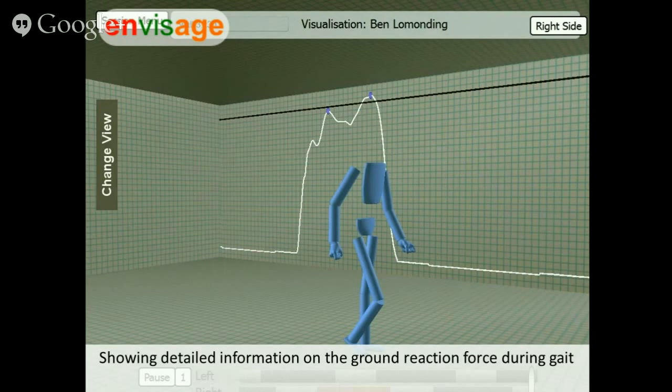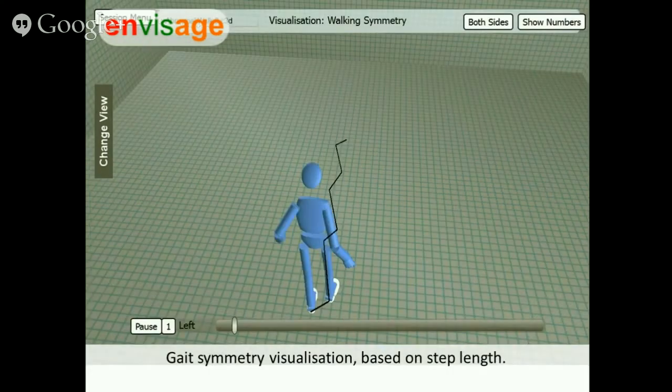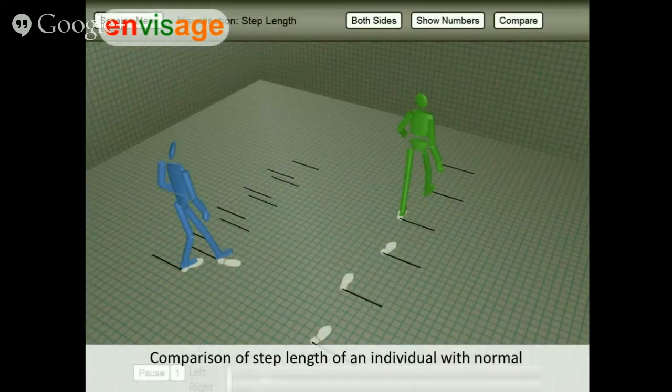We could also show them how they were moving and gait data in the background at the same time. So here's an example of the ground reaction force, and the little blue dots are showing where each leg is on that movement profile. We could show them the asymmetry of their current movement, so you can see the large difference in step length for this hemiplegic patient, and we could compare them to a normal person doing the same task.